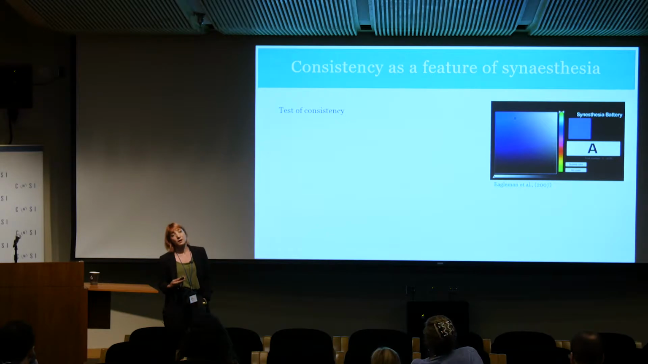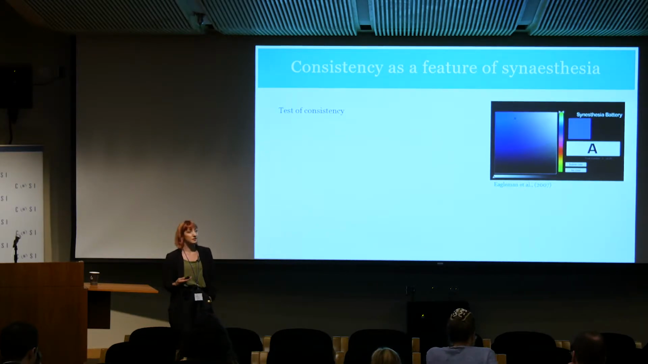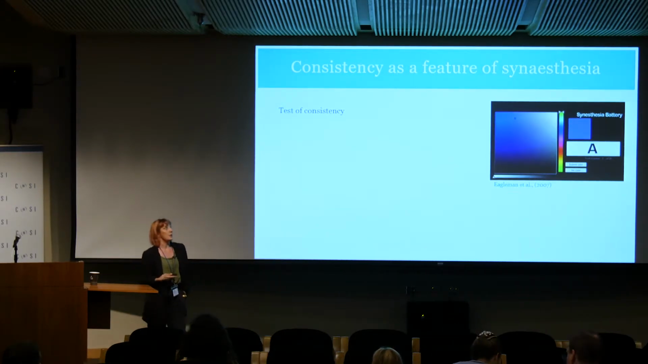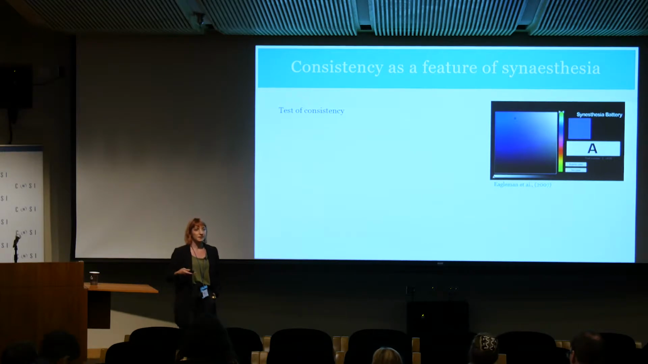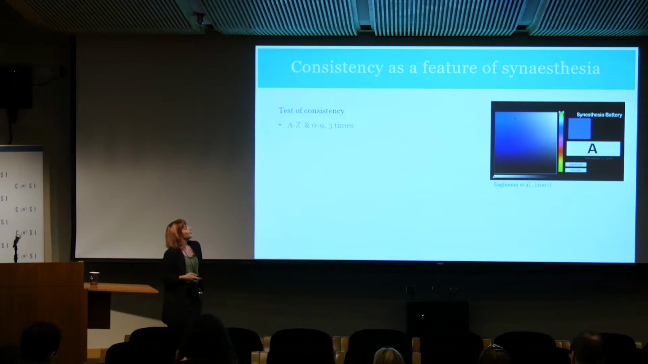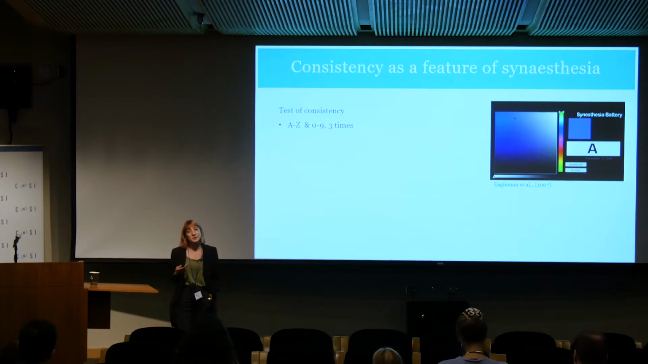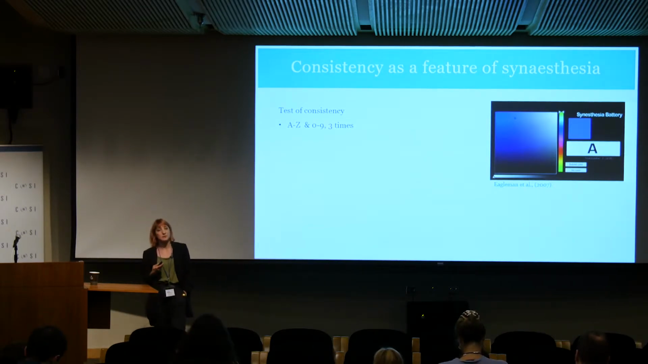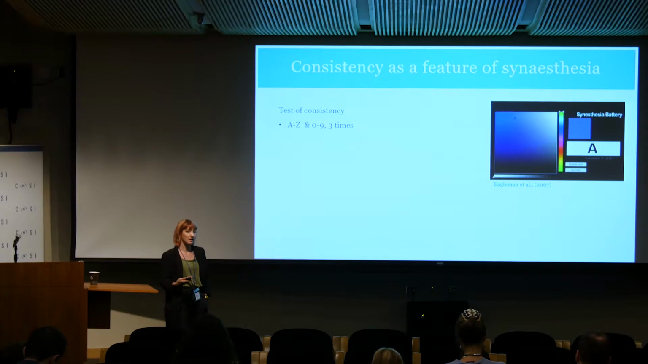One of the defining features of synesthesia is the consistency with which individuals report the colors of their letters. So if you ask a synesthete several times what the color of A is, they will say the same color every single time. And as we found out earlier, it's red. So this feature is seen to be so important that it is the sole method of verifying whether someone who says they have synesthesia has it or not.